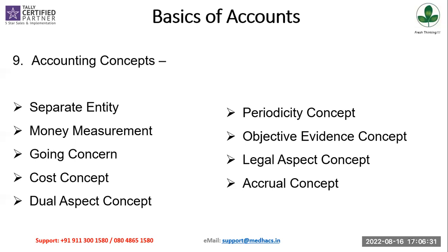Then there is the period concept that we discussed. There is also something called objective evidence. For everything we look at the evidence: what is the evidence for this transaction? For example, I bought a car for my business, paying 5 lakh rupees. What is the evidence? First, I need to have a physical car running. I should be able to see that car. That is one evidence.